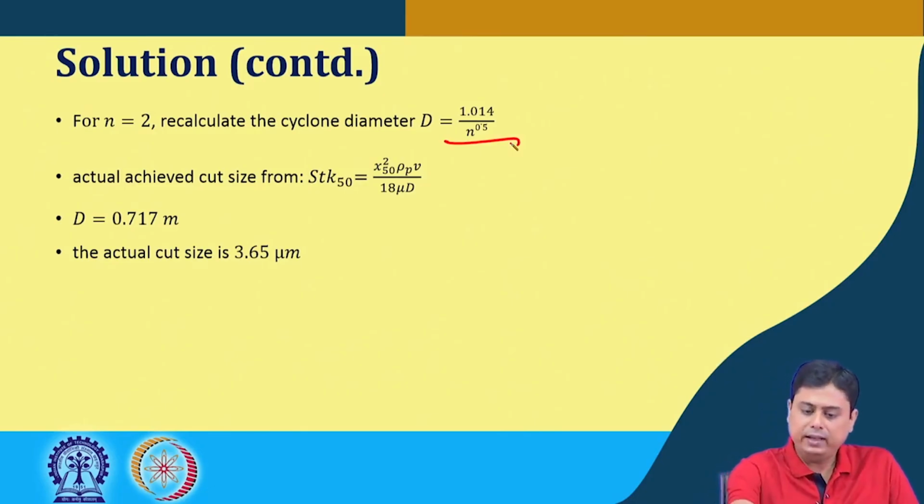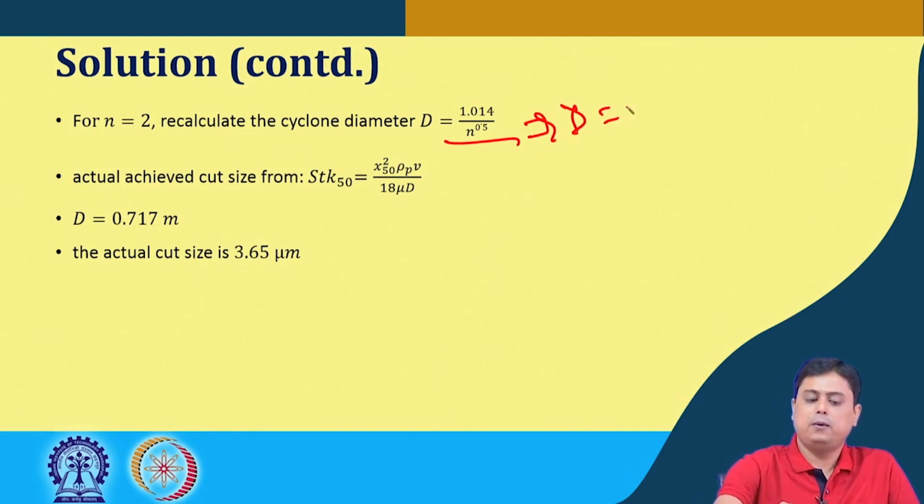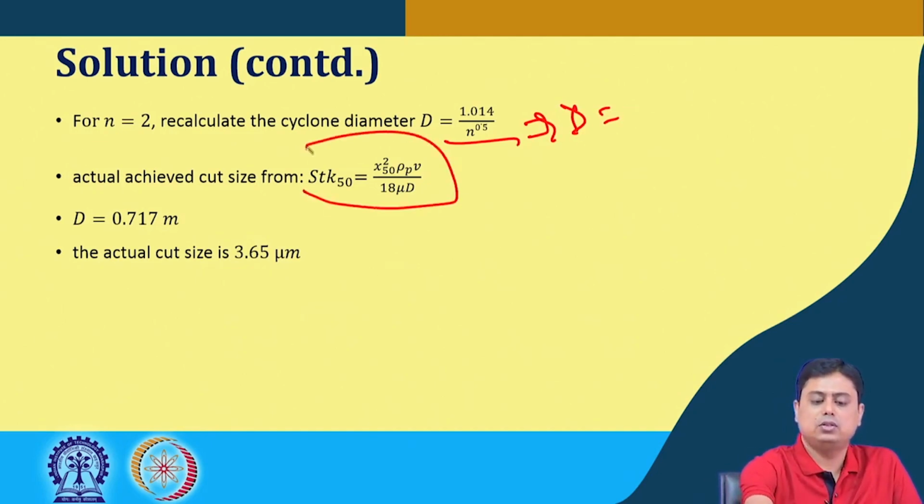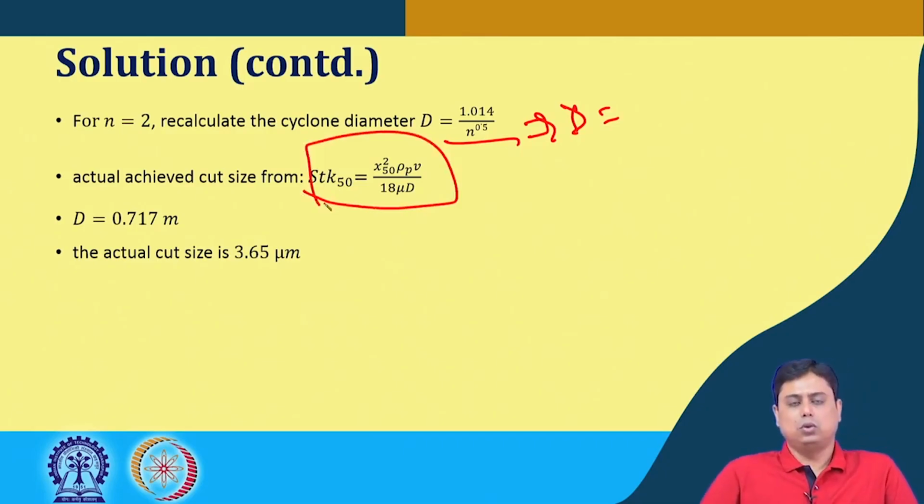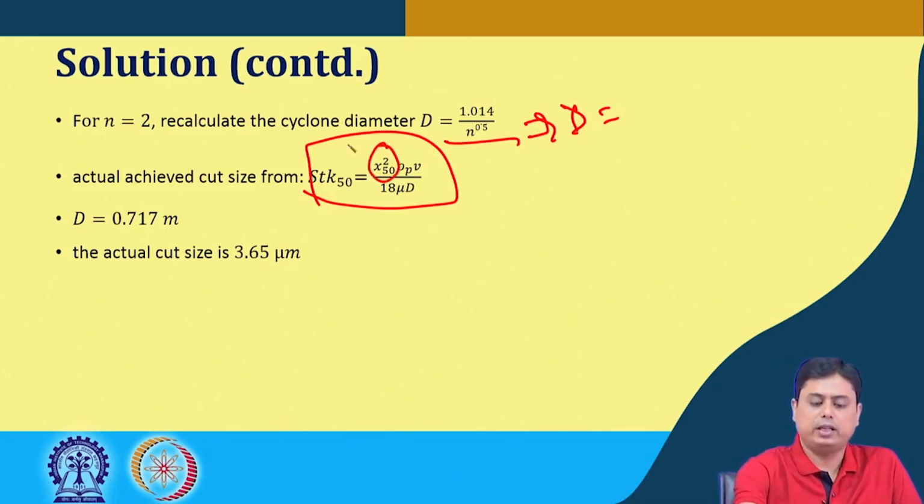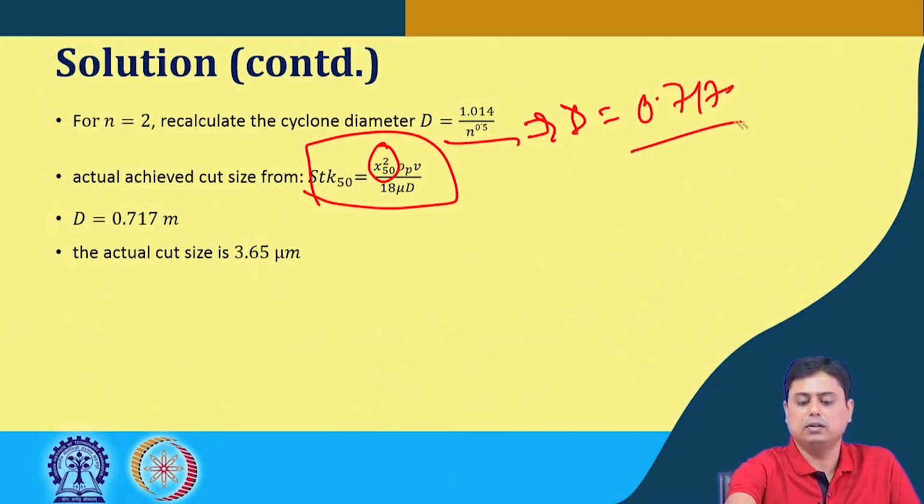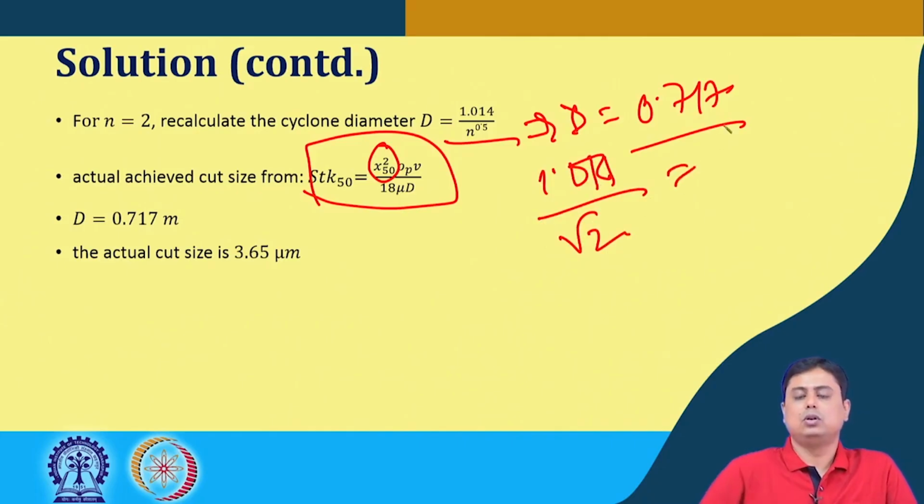Once we find this new value of d, we again use it in this Stokes number expression, and we can find what our x50 is. Here this d is 0.717, that is 1.014 divided by root 2 is equal to 0.717.